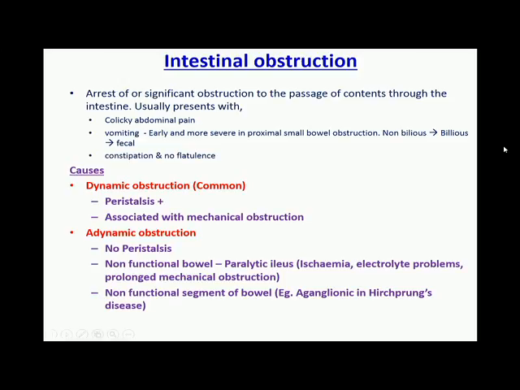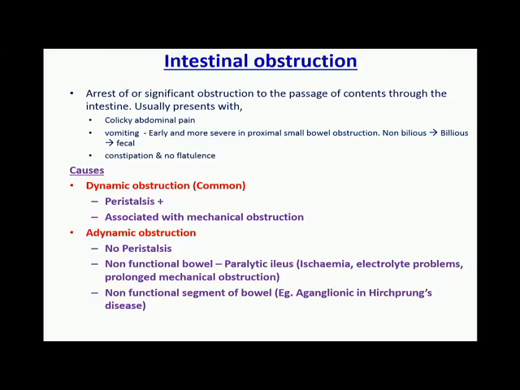Right. So what are the causes of intestinal obstruction? Broadly, intestinal obstruction can be due to 2 broad causes. One is a mechanical obstruction. So the obstruction is mechanical. There's nothing wrong in the motility process. So these are the people who can get colicky abdominal pain. And this is a common variety. Mechanical obstruction, and we call it dynamic because the peristalsis is still there. Right? And to overcome the obstruction, there's increased peristalsis.